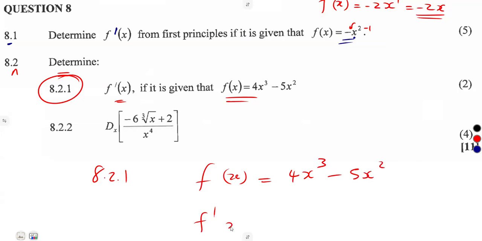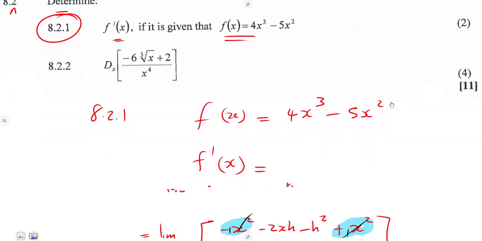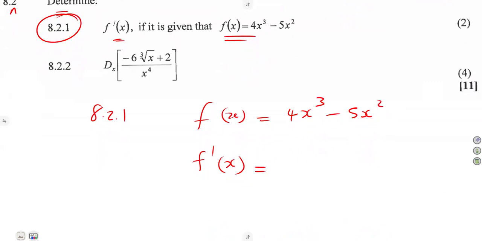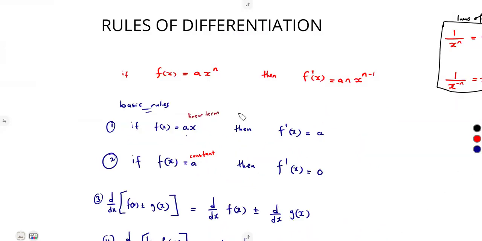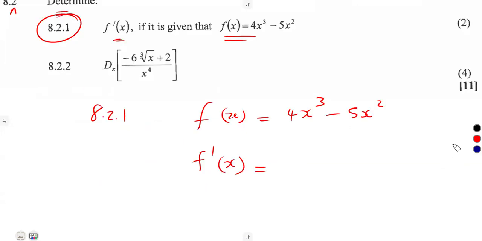All right, so this was easier, guys. We just have to use the general rule, drop the exponent, the power, then subtract 1 as before. So that is it. Drop the power, subtract 1. So 4 times 3, that was going to give us 12. 12x to the exponent of what? 3 minus 1, that's a 2. All right, so that's the same thing here.